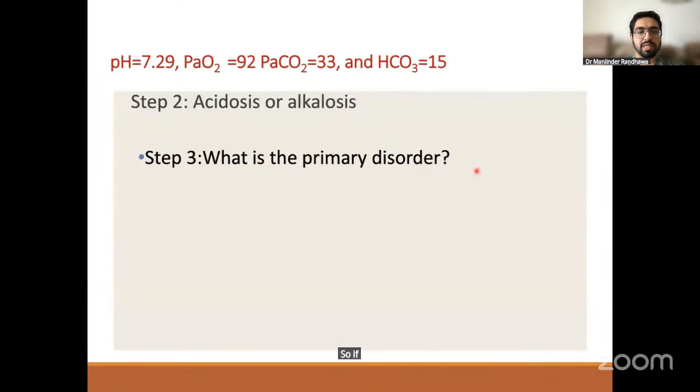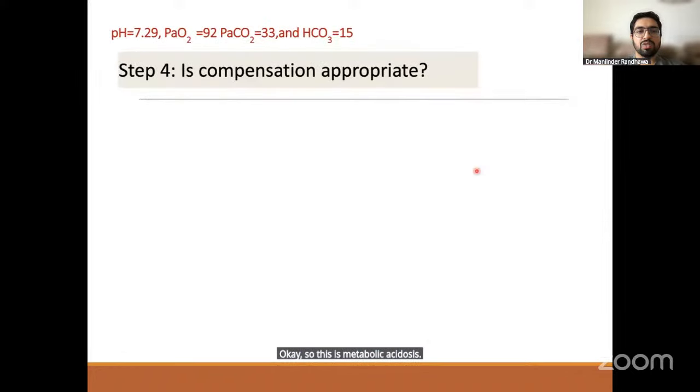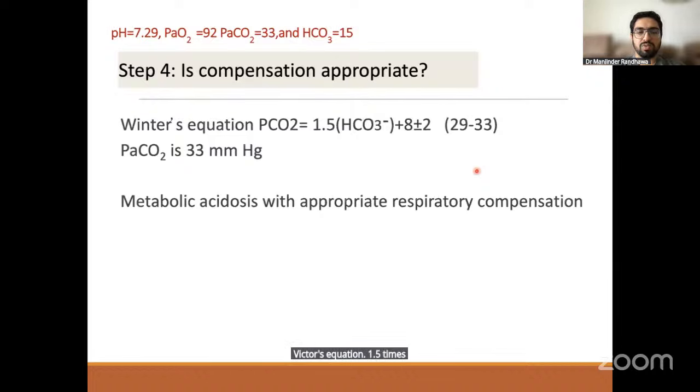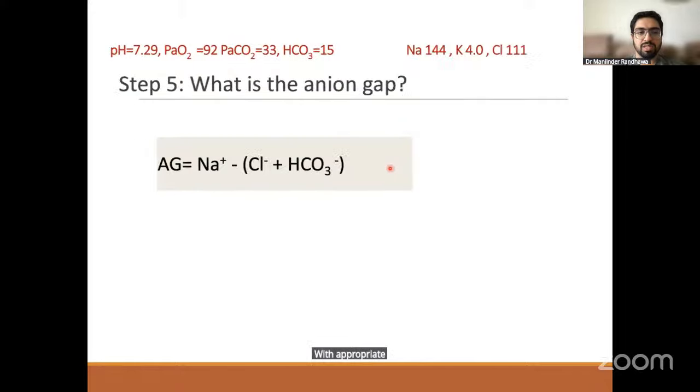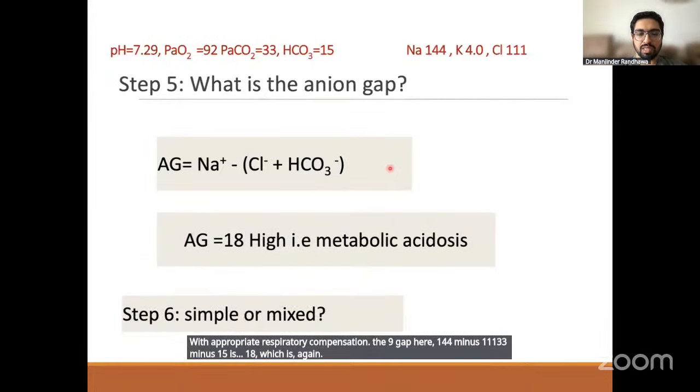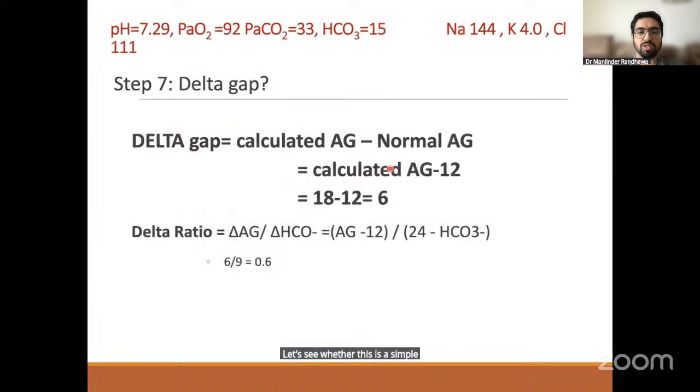So the first thing, pH is less than 7.4, so this is acidosis. The primary disorder, again, here the bicarb is low. So this is metabolic acidosis. The next is to see compensation. Again, go back to the Winter's equation. 1.5 times 15 is around 22, plus 8 is around 30, 30.5, plus or minus 2. So you get a value between 29 and 33. Here again, CO2 is 33. So you have a metabolic acidosis with appropriate respiratory compensation. The anion gap here: 144 minus 111, that is 33, minus 15 is 18, which is again a high anion gap metabolic acidosis. Let's see whether this is a simple high anion gap acidosis or a mixed one.